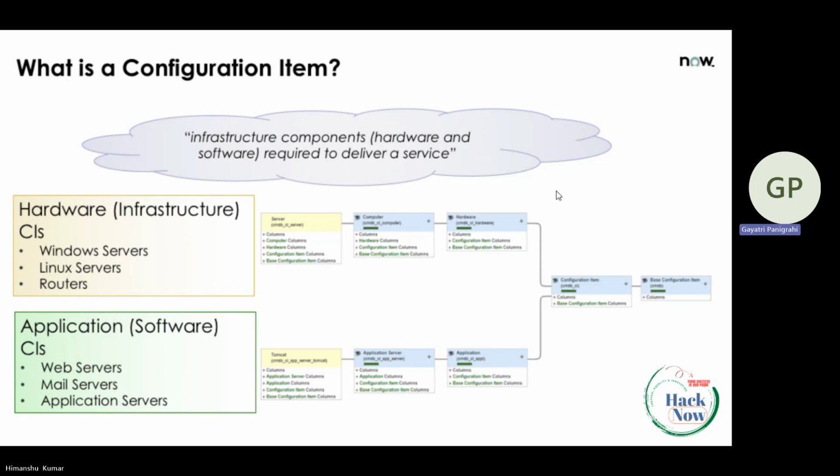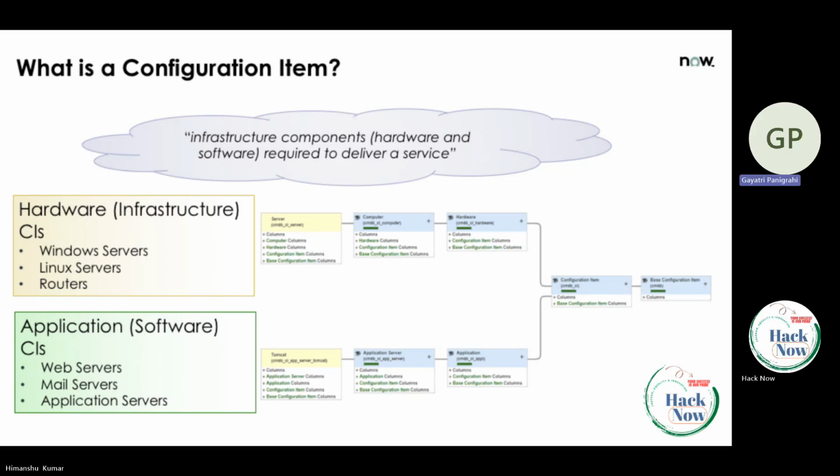CMDB CI is the base table, you can say. After that, hardware and software are the two tables extended from the CMDB CI. It is always hardware and software, and then some other tables come after them.